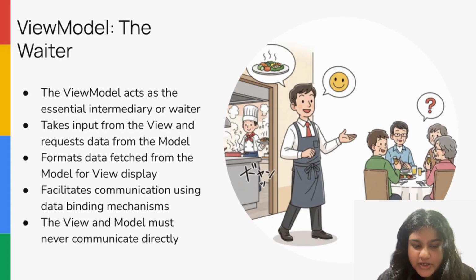Furthermore, the view model facilitates communication using data binding. This means the view model exposes streams of data, which are the observables. The view subscribes to these streams. When the data changes, the view updates automatically. This ensures that the view and the model never communicate directly, maintaining that loose coupling we discussed earlier.